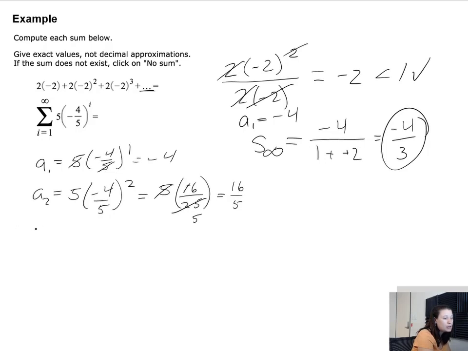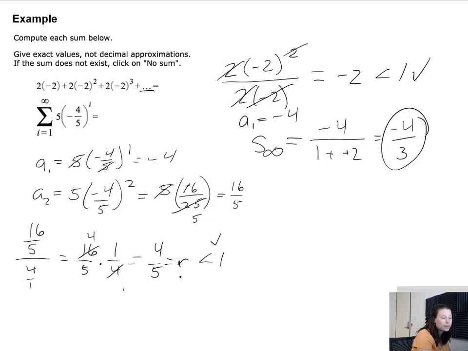And then let's figure out r. So we have 16/5 over 4, which is over 1, right? So multiply by the reciprocal: 16/5 times 1 over 4. Well, 4 cancels, and we get 4/5 as r, which is less than 1.